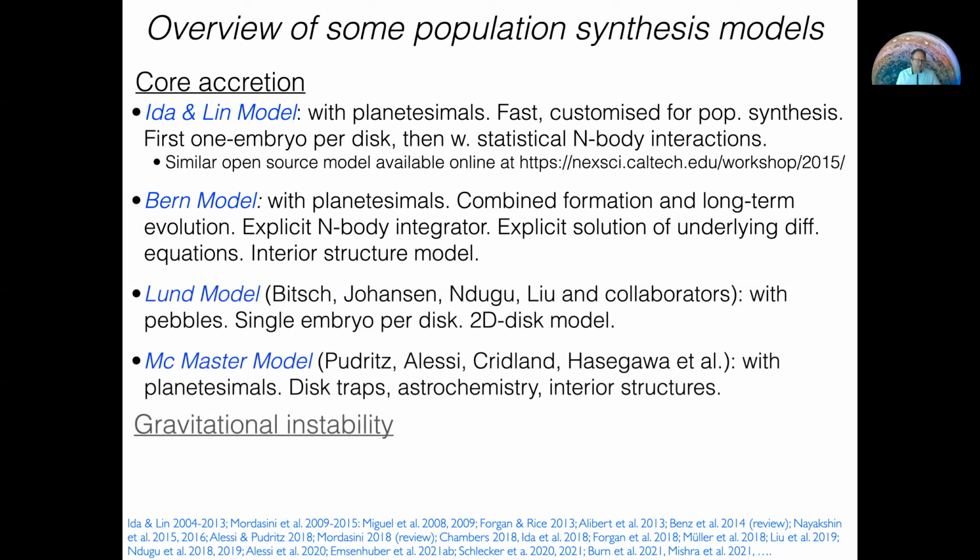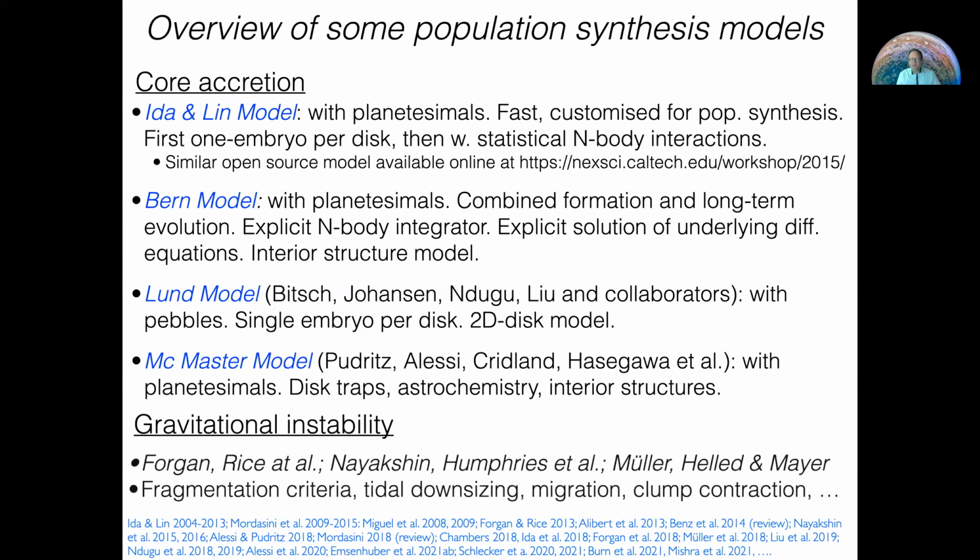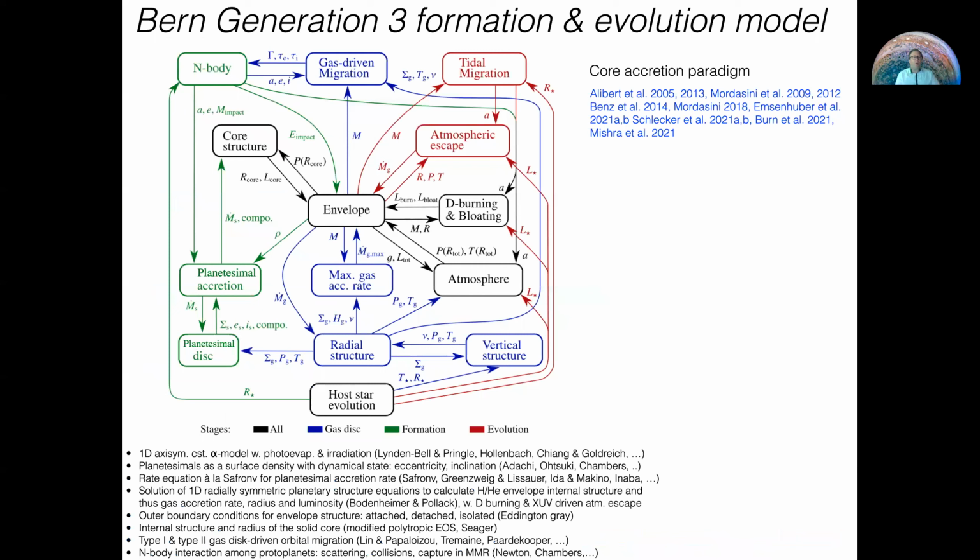On the gravitational instability side, there are also several population synthesis methods by these authors here, and they include criteria for fragmentation, for the clump contraction, for tidal downsizing, for migration, and also sometimes for the accretion of solids into these clumps. So there are quite a lot of models nowadays. Let me focus on the Bern generation 3 formation and evolution model.